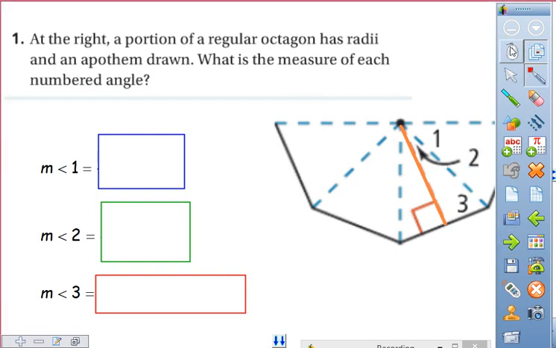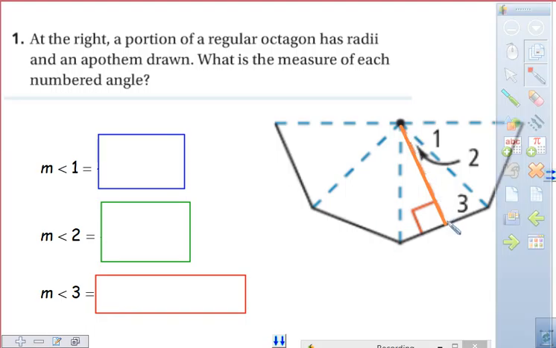So let's try that again. At the right, a portion of a regular octagon has radii and apothem drawn. Our apothem goes to the middle of a side, and our radius goes to a vertex on the polygon. So the blue is a radii, and the orange is the apothem. What is the measure of each numbered angle?